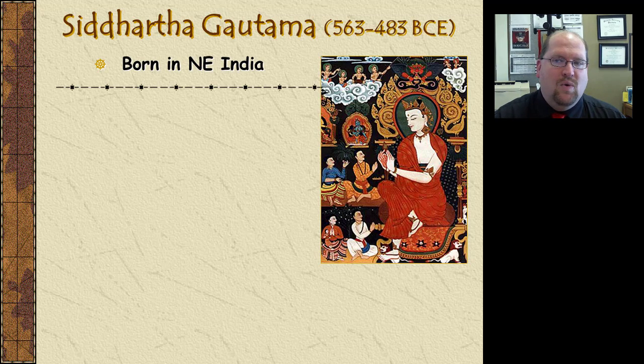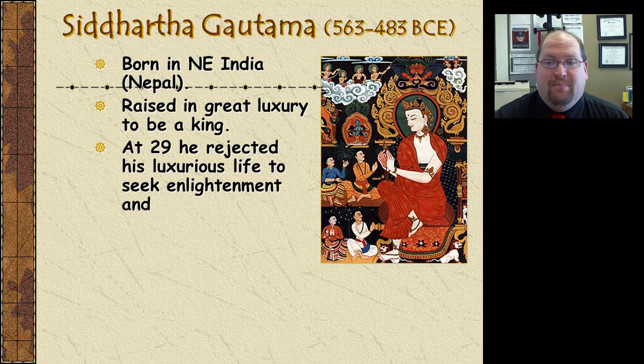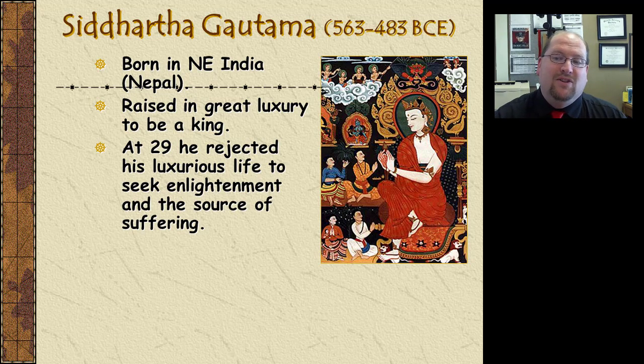So, exactly who or what is Buddha? Well, from what we know, he went by the name of Siddhartha Gautama and lived roughly from 563 to 483 BCE. Born in northeast India, known today as Nepal, he was raised into a life of great luxury with a future of becoming a king. However, at the ripe age of 29, he rejected his luxurious life to seek enlightenment, the source of suffering.